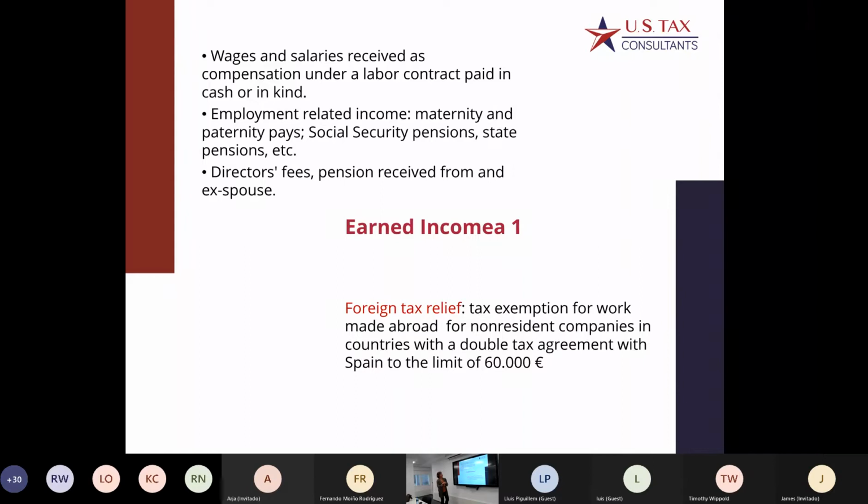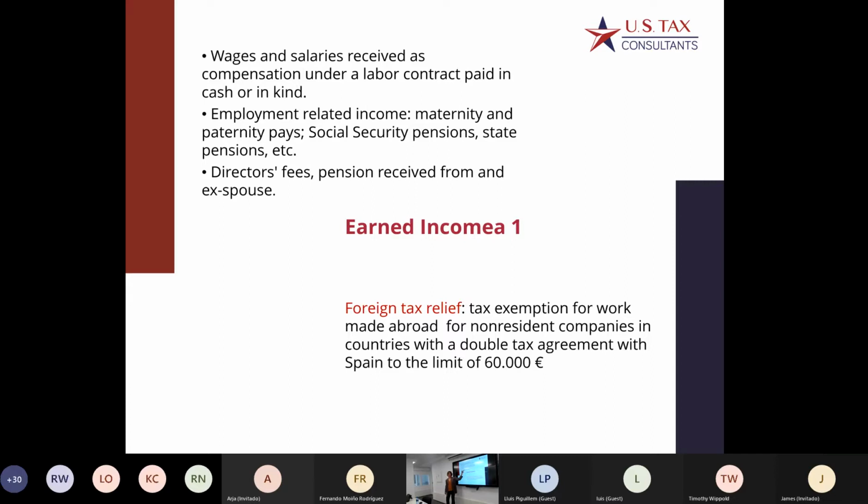Okay, so regarding earned income, it includes in general salaries, any employment income, maternity and paternity pay, Social Security, director's fees, and pensions received from an ex-spouse. This is a good one, okay? It's taxed as if it was employment income.